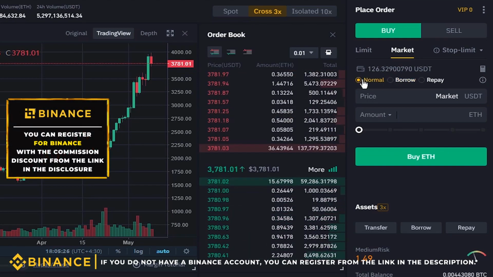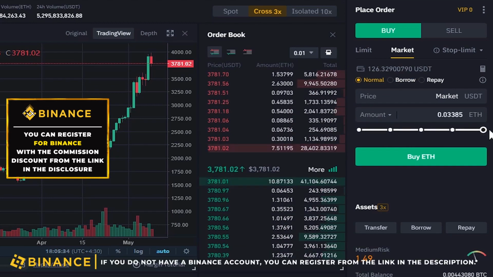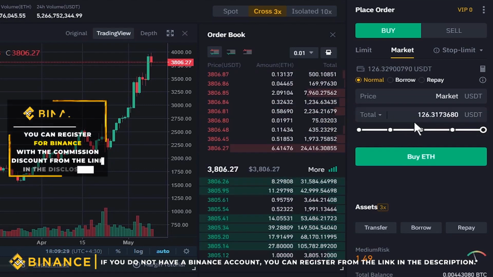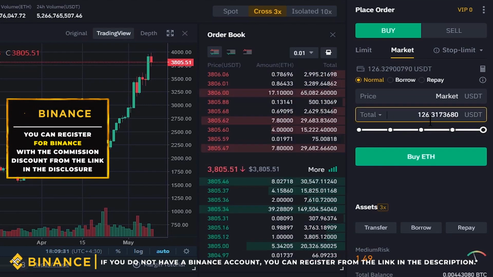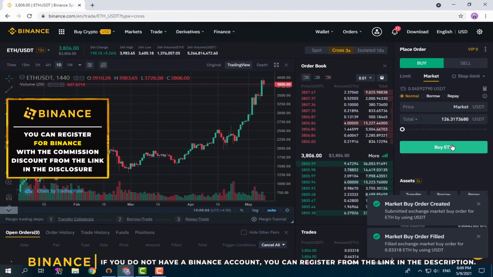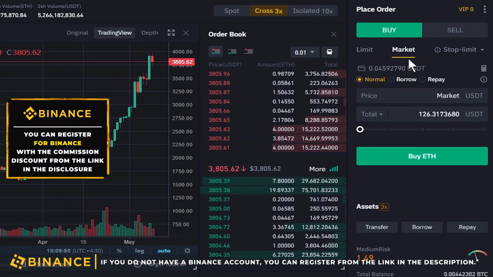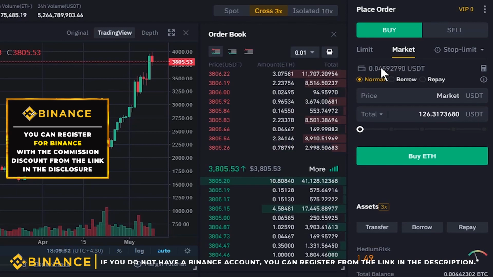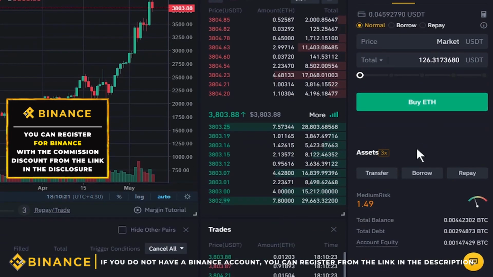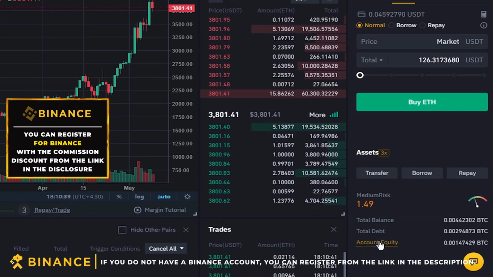Let's select normal. And we want to buy with 100% of our available USDT. You can also see the total amount here by clicking on this. It's 126, 100% of our available USDT. We click on buy ETH and order created successfully. And as you can see here, we don't have any USDT available for trading. It's just a very small amount, less than $1. Here at the bottom, we have balance, debt, and equity, which I explain now.